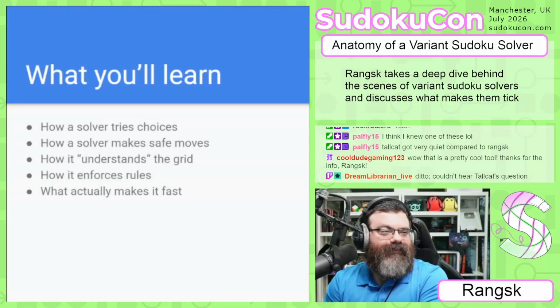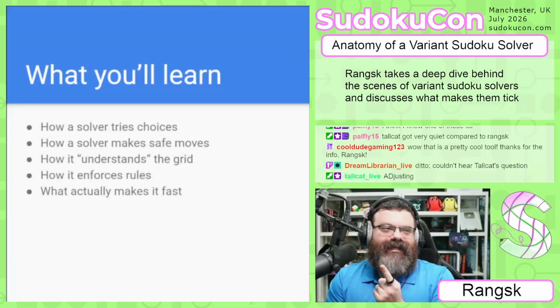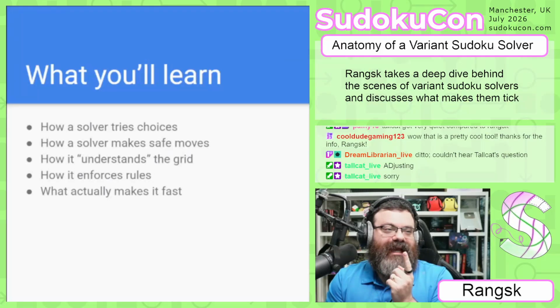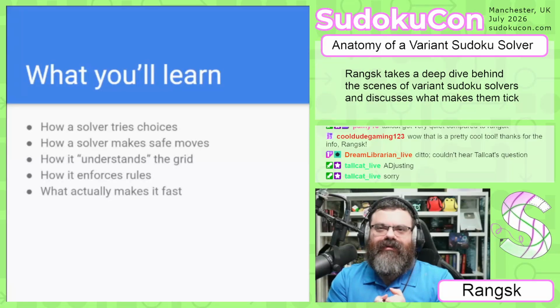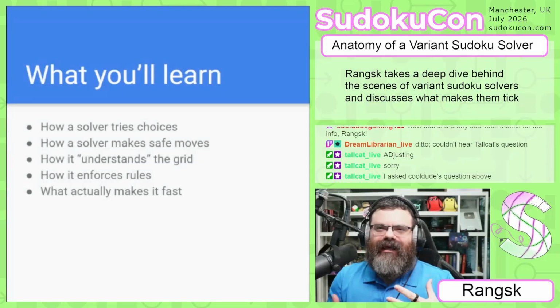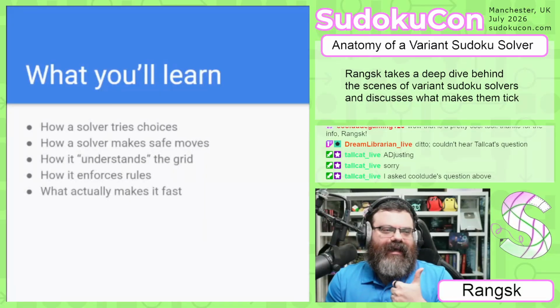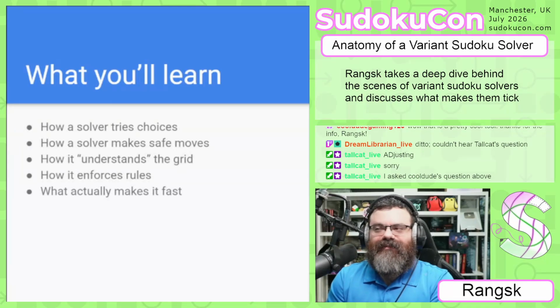So, what are you going to learn today? How a solver tries choices, how a solver makes safe moves so that it's correct, how it understands the grid. We're going to go over how this computer program actually understands and encodes the grid itself, how it enforces rules on that grid, and what's making it fast, because it's very easy to make a slow one. It's very hard to make a fast one.